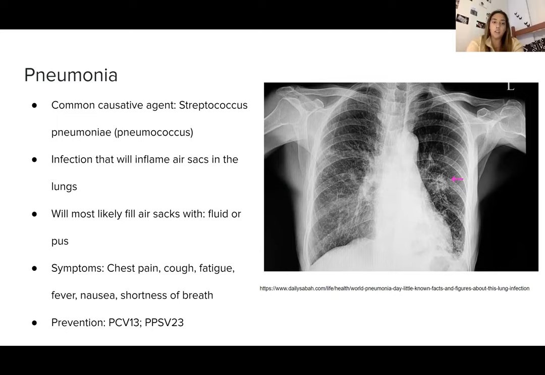Another one. Pneumonia is an infection that inflames air sacs in the lungs, and they can usually be filled with fluid or even pus. A really common causative agent is Streptococcus. Some of the symptoms can be chest pain, cough, fatigue, fever, nausea, shortness of breath, and many more. The most effective prevention for pneumonia is the two vaccines, PCV13 and PPSV23.